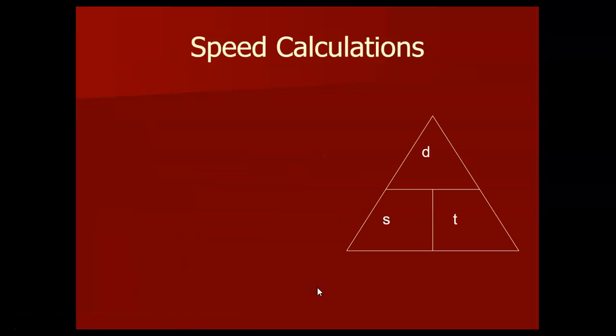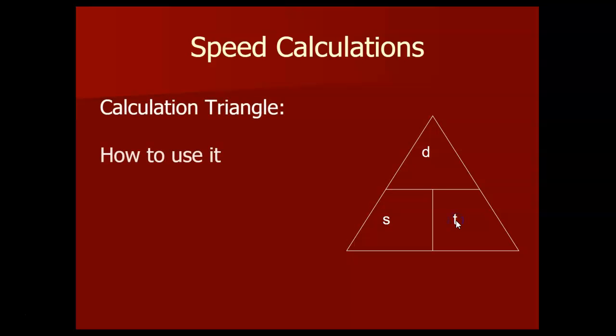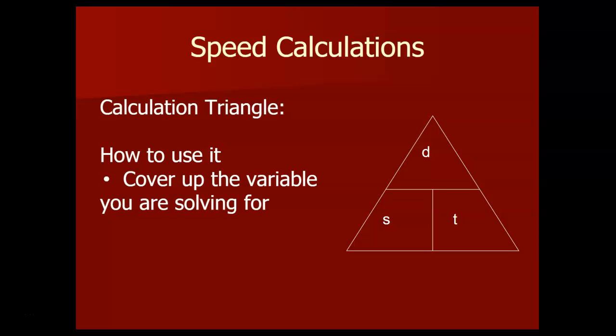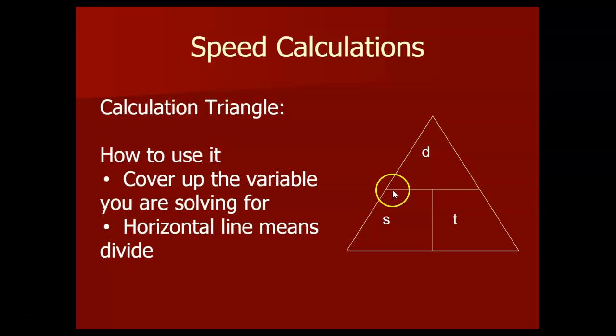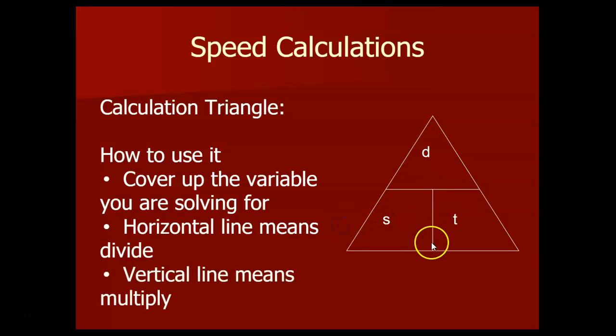Okay, speed calculations. We have this triangle over here. This means distance divided by speed, distance divided by time. How to use it. Cover up the variable you're solving for. Horizontal lines mean divide. Vertical lines mean multiply. So distance divided by speed, distance divided by time, speed times time. A variable is the letter D, letter S, letter T. Please write this in your notebook.